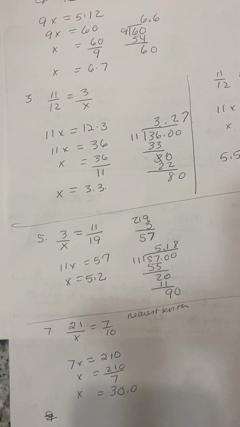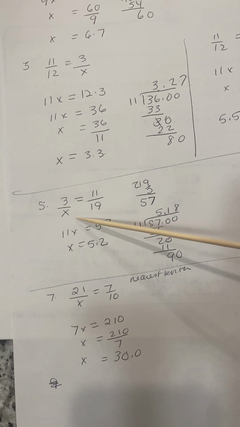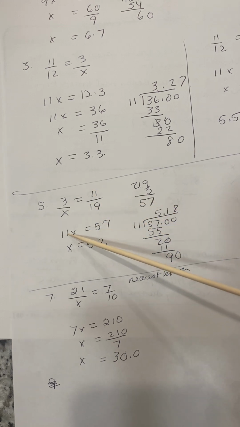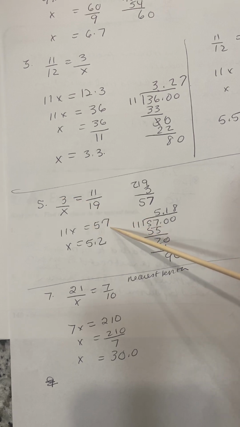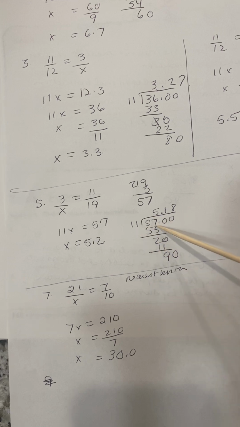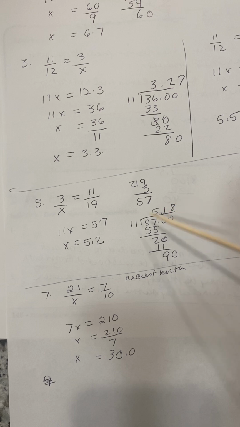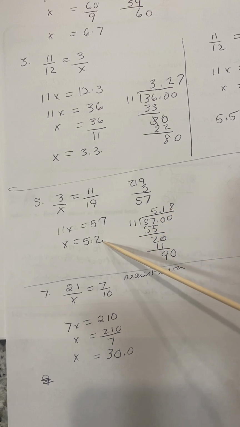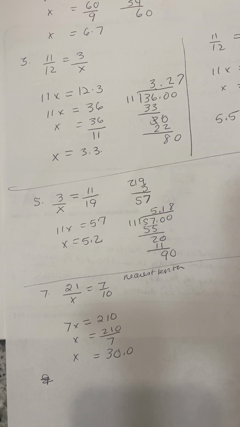These are pretty easy. Number 5, we have 3 over x equals 11 over 19. I'm going to find x. x times 11, 11x equals, and then 19 times 3 is 57. And so we have 11 goes into 57, 5.18, and then to the nearest tenth would be 5.2. Always just put your work there too.